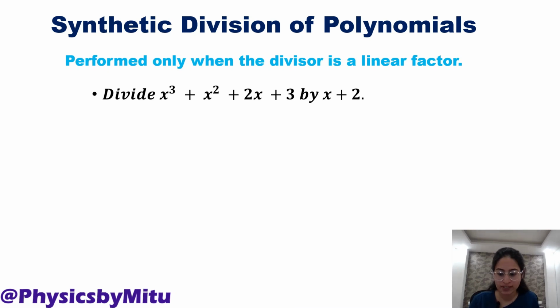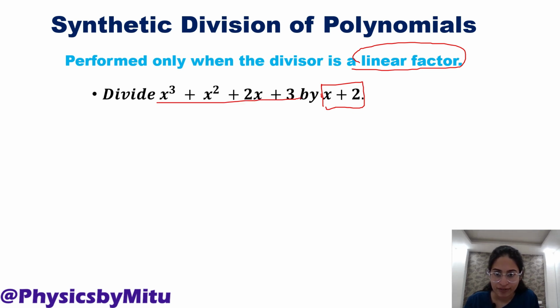Let's learn a short trick of division of polynomials. But remember, this rule is used only when the divisor is a linear factor. This should be a linear factor. How to start? आप पहले coefficients लिख दो of the polynomial. X cube का coefficient, x square coefficient, x coefficient and the constant term.